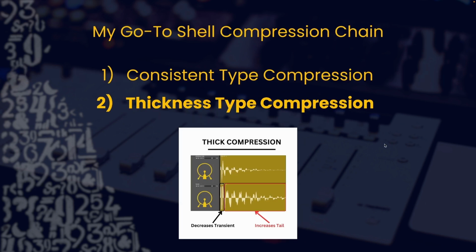Okay, so now we're diving into thickness type compression here. The goal of this type of compression is to decrease the transient and increase the tail, which is ironic because this is rather counterintuitive to what we actually want, generally speaking, with our drums. We want very strong transients and very weak tails because that's what's going to create that impact and punch. But thickness is a really great way to just make our drums beefier and fatter, and then we're going to deal with the impact and punch with the next style of compression.